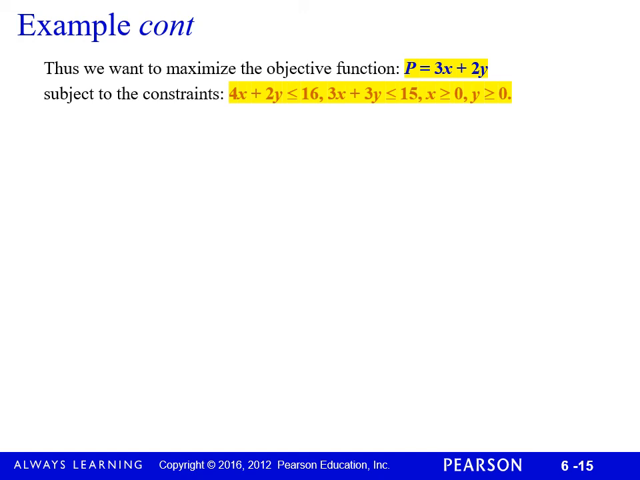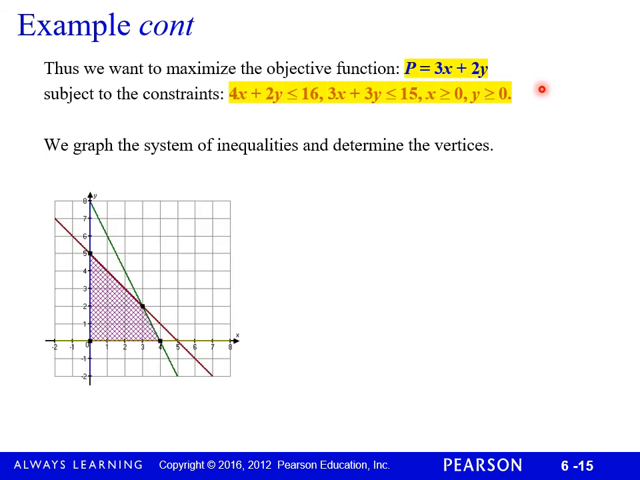So what we're trying to do is to maximize the profit function, which is called the objective function in these problems, subject to the constraints of milk and flour, and of course the fact that you cannot make negative muffins. I don't know if you ate a muffin if that would make it negative. I think that's just subtracting. Anyway, we graph the systems of inequalities and determine the vertices.